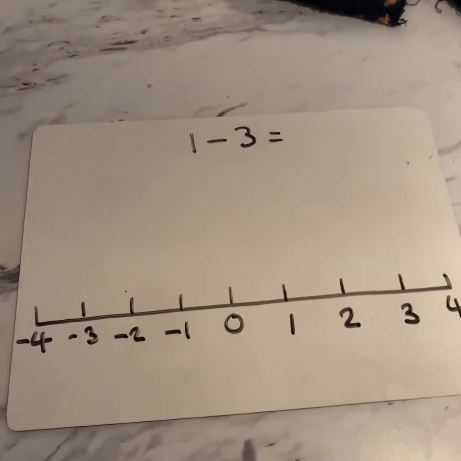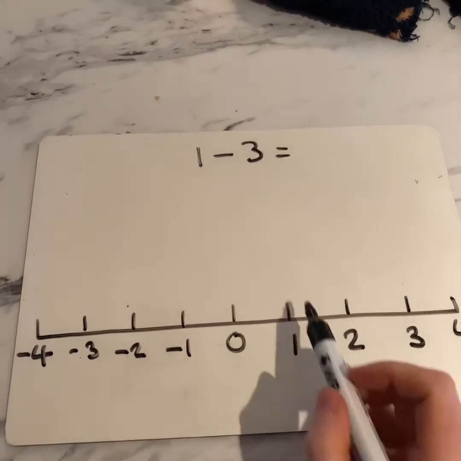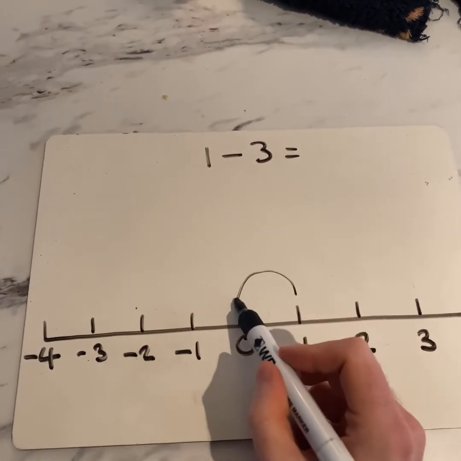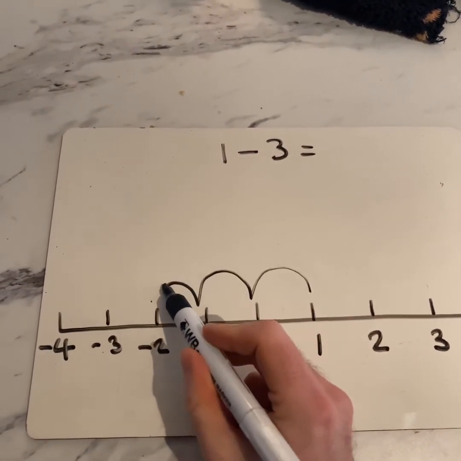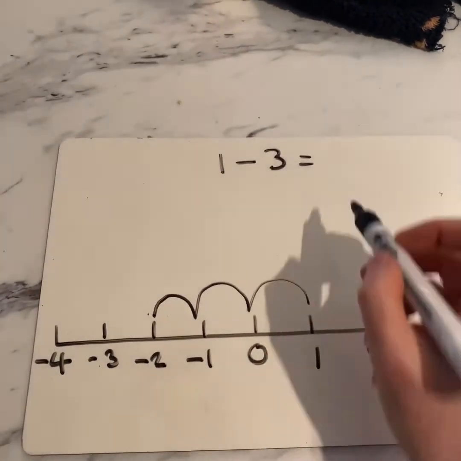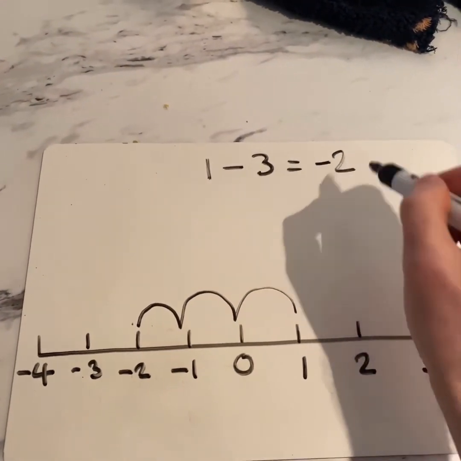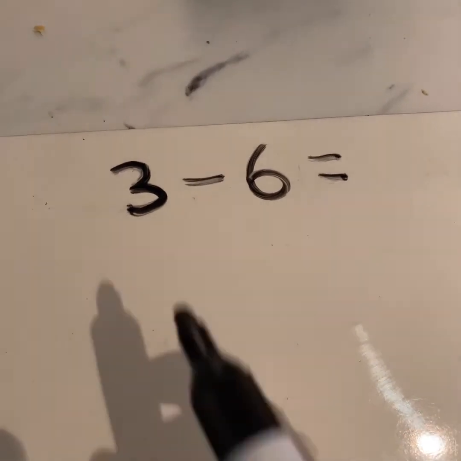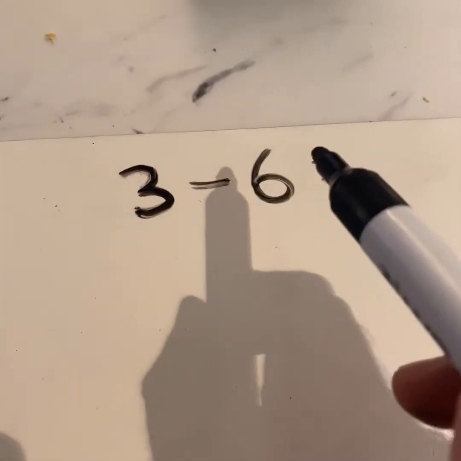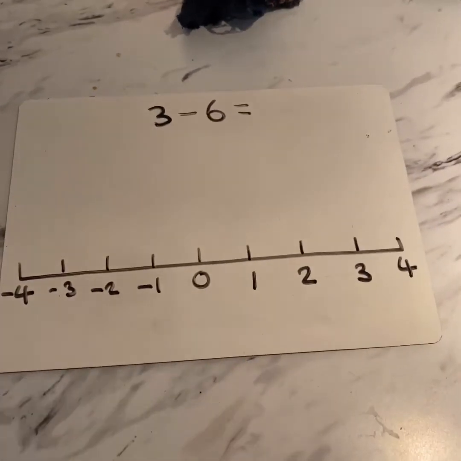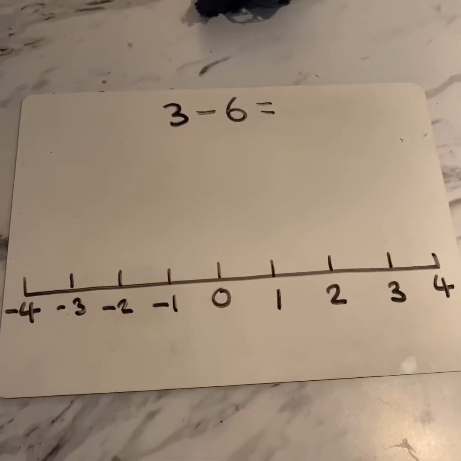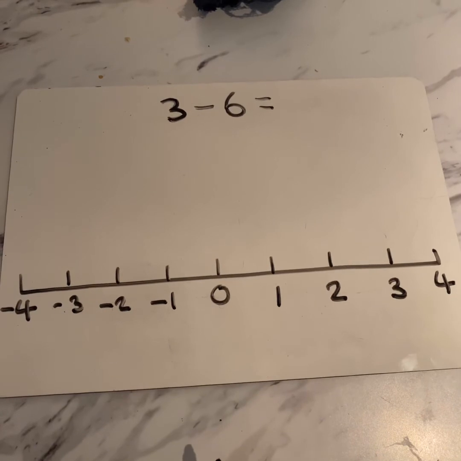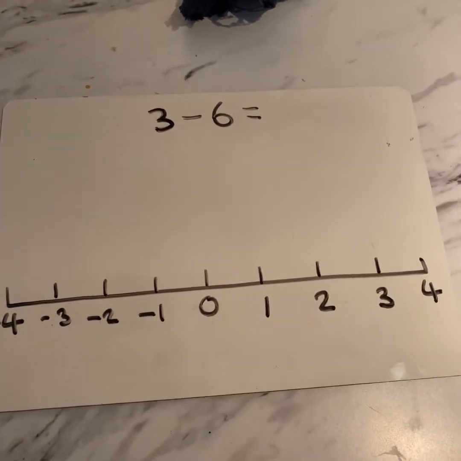Here we go, I'll do it then. Found the number 1 here. I'm going to jump back 3. 1, 2, 3. So 1 take away 3 is -2. Okay, bigger problem here. 3 take away 6. So again, come back to the number line, find the number 3, and then jump back 6 spaces.